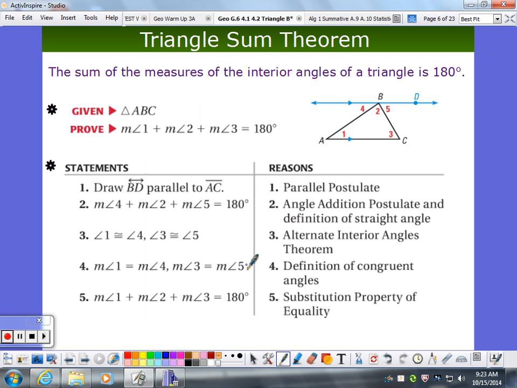Now, I'm going to do some substitution here. 4 plus 2 plus 5 is 180, but since 1 and 4 are the same thing, I can put a 1 there. 2 I'm leaving the same, and since 3 and 5 are the same thing, I'll put a 3 here, and then I get 1 plus 2 plus 3. Proved. So now it's not magic anymore. We have actually proven why they're 180.